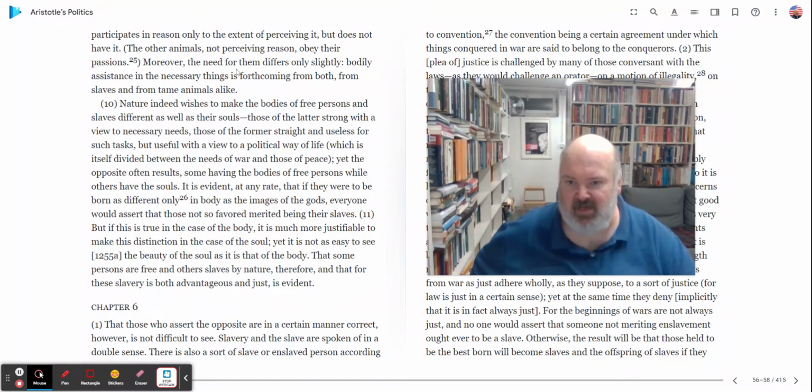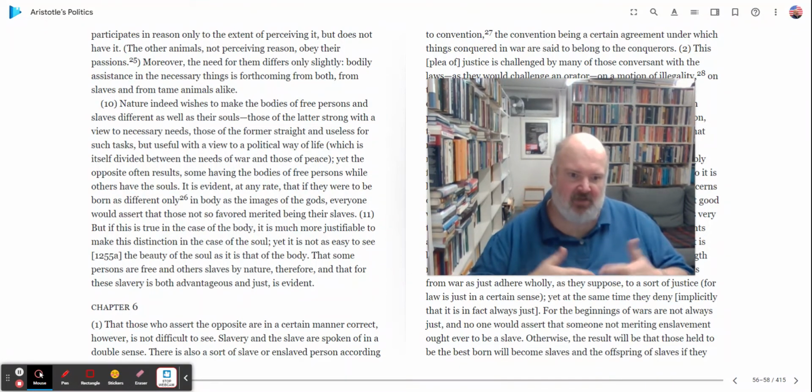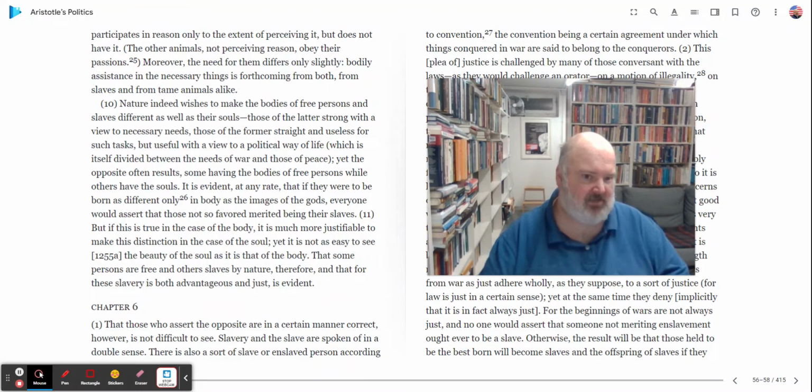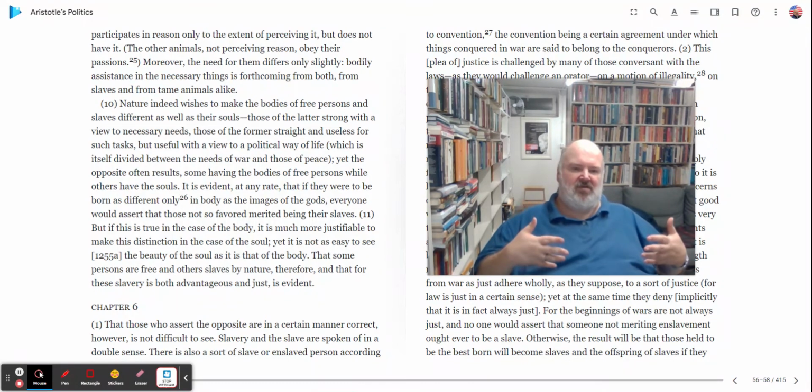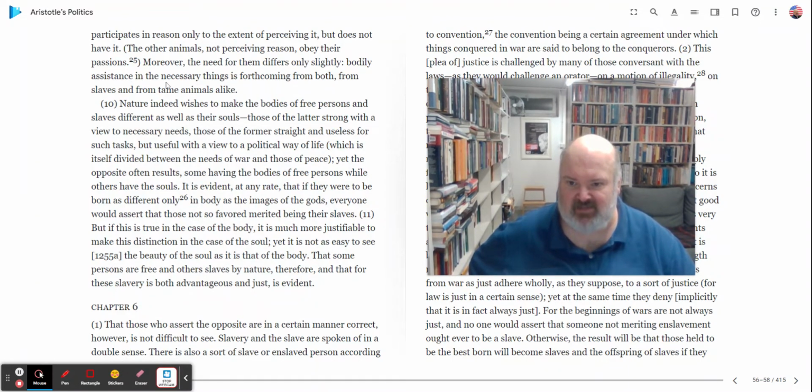Okay. Moreover, the need for them differs only slightly. Bodily assistance in the necessary things is forthcoming from both, from slaves and from tame animals alike. In other words, slaves and tame animals are useful for their bodies. With their bodies they're able to do things. They're capable, they have use in that sense. There's an element of use. They are able to labor or produce something with their bodies. Bodily assistance in the necessary things is forthcoming from both slaves and tame animals.